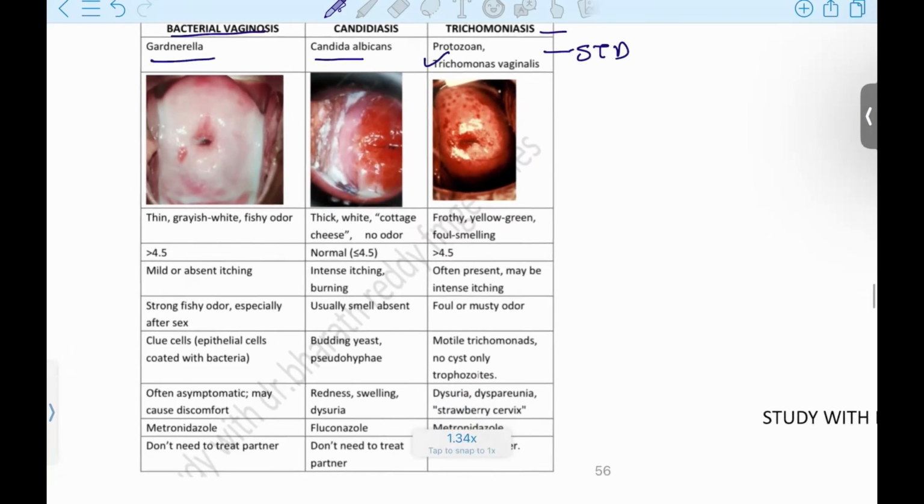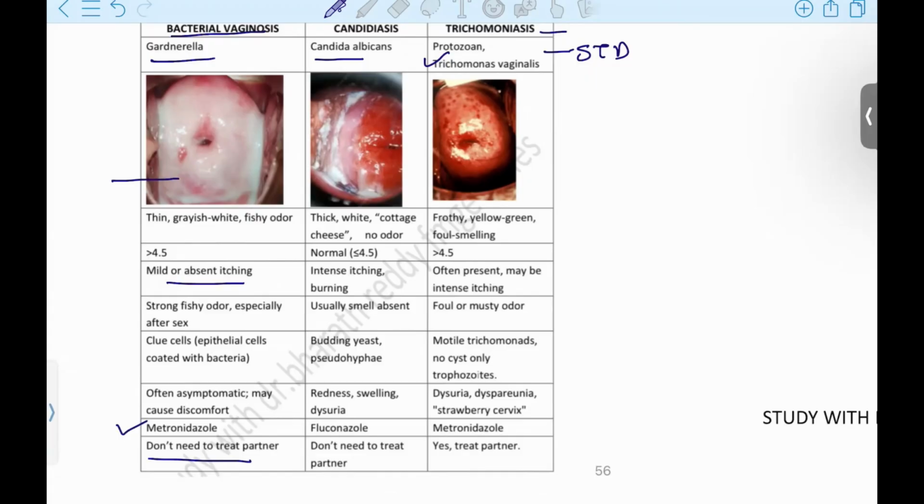And what are the specific features for these? Gardnerella is going to have a thin grayish white discharge with a fishy odor. There is no itching, or sometimes mild itching will be present. A strong fishy odor will be present after sexual intercourse in the patient. Bacterial vaginosis: here you can see the thin grayish white discharge present on the patient. And how do we treat? The patient has to be given metronidazole for 3 days. Do you need to treat the partner? Mostly no, because this is not an infection acquired from the partner but is due to the vaginal flora. So this cannot be called a sexually transmitted disease.